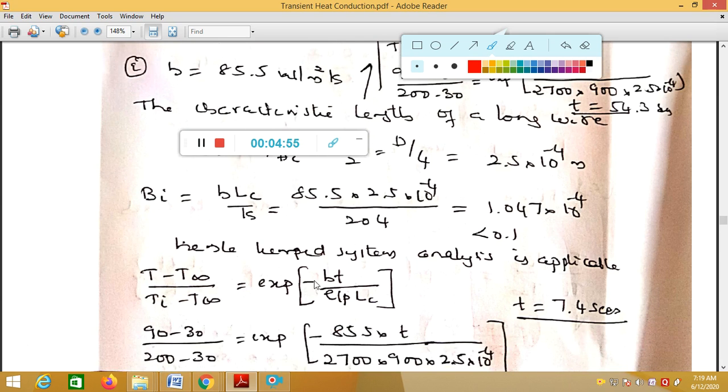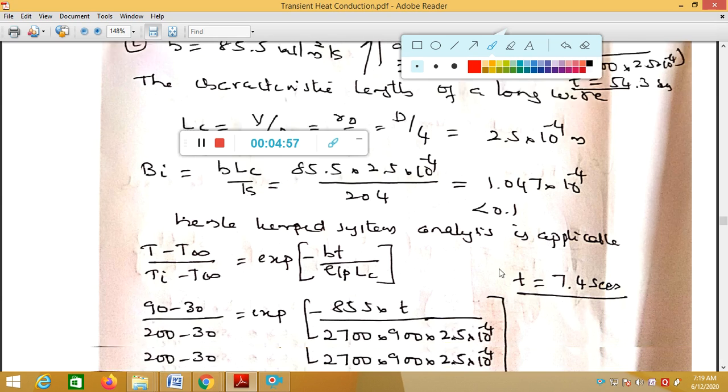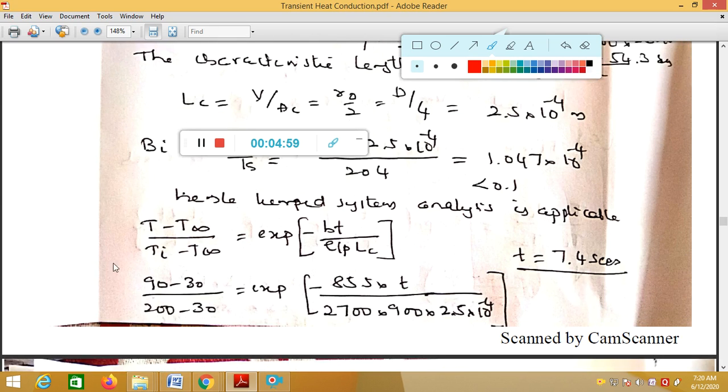Hence lumped system analysis is applicable. So using this same expression here, substituting the value of T, Ti and T infinity, and the value of h, rho, Cp, Lc, we can get the time required for the ball to reach a temperature of 90 degree centigrade as 7.4 seconds.